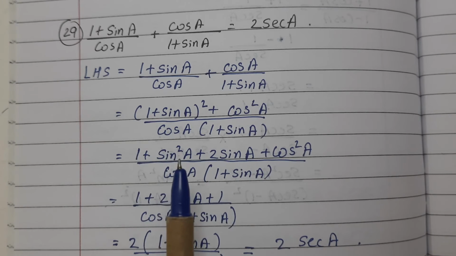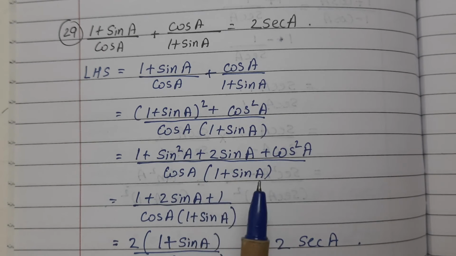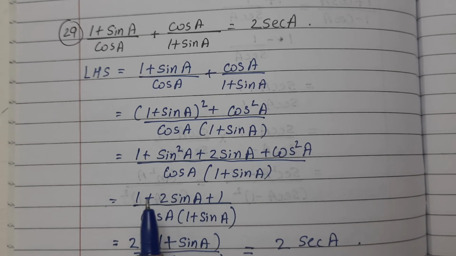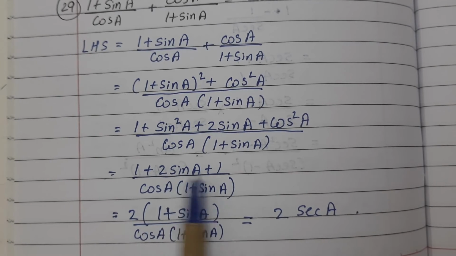1 plus sin square A plus 2 sin A plus cos square A upon cos A into 1 plus sin A. Sin square A plus cos square A is 1. So 1 plus 2 sin A plus 1 upon cos A into 1 plus sin A. 1 plus 1 is 2, plus 2 sin A. 2 is common, so 2 into 1 plus sin A upon cos A into 1 plus sin A. 1 plus sin A cancel each other, equal to 2 upon cos A, which is equal to 2 sec A, equal to right hand side.